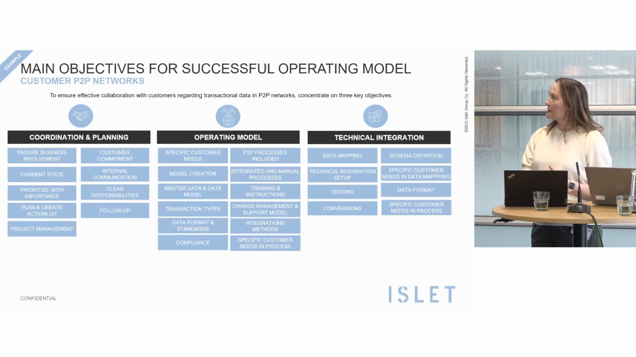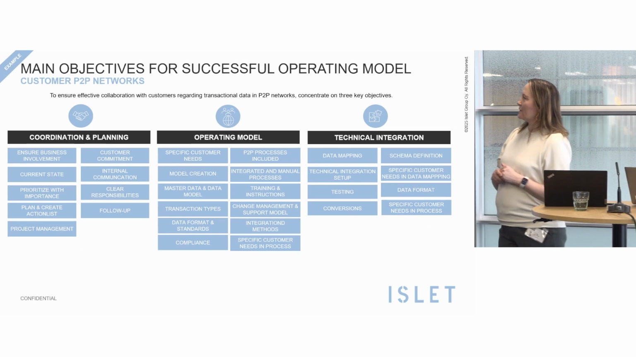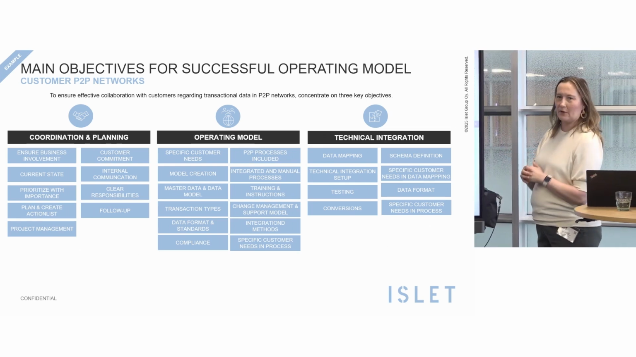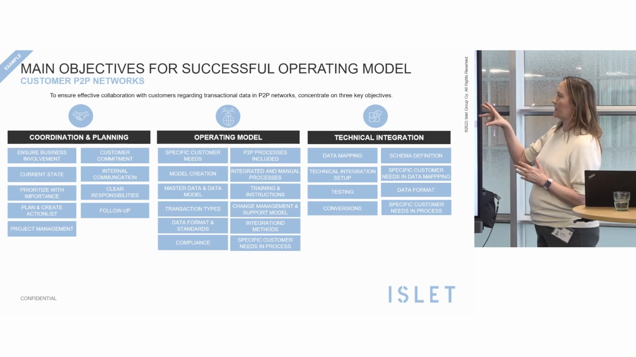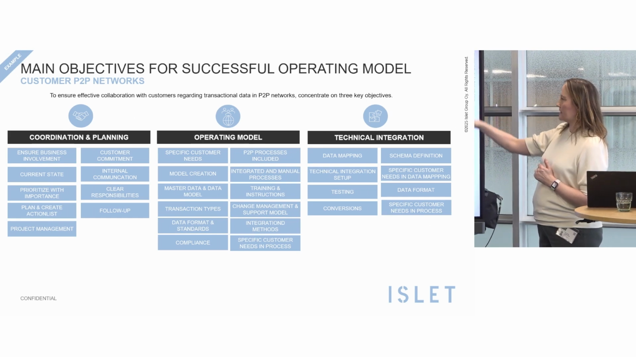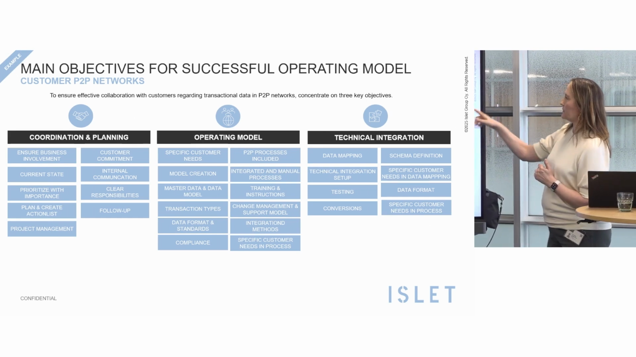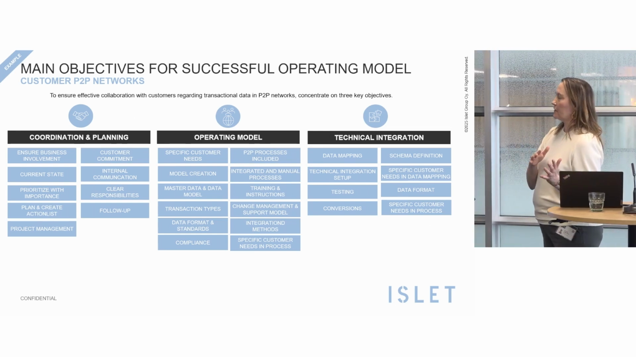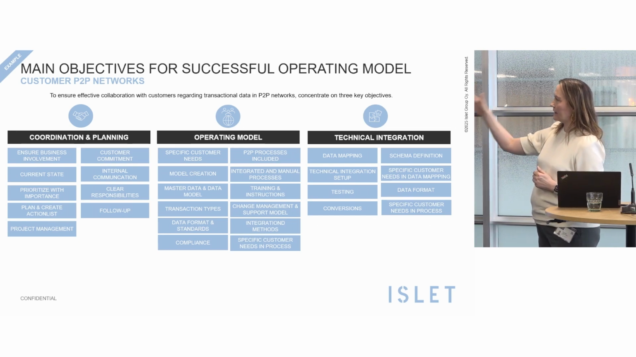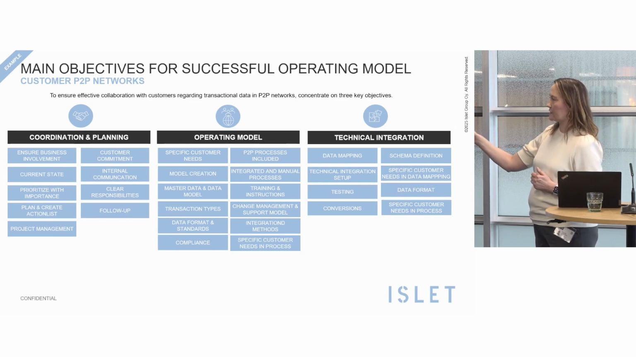If we then go further, this is one of the examples of how we could look at this. Basically, this is the customer point of view. The idea here is that we have 3 objectives that we need to look into, and under each objective we have different topics. So all of these that I just went through in our previous slides are here: coordination and planning, building the operating model, how we do things, how we train people, how we make sure of specific customer needs, compliance topics, and then we have the technical integration.